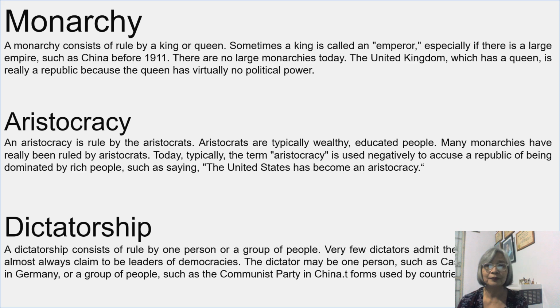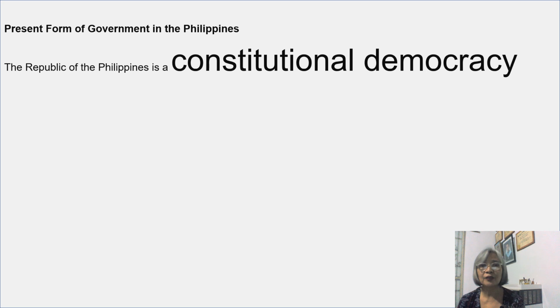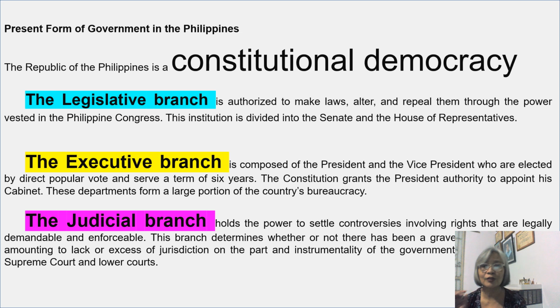So, anong present form of government in the Philippines? We have the constitutional democracy. Kasi meron tayong constitution. Republican constitutional democracy. So, under the republican democracy or constitutional democracy, there are three branches of the government. The legislative branch, the executive branch, and the judicial branch. The legislative branch, it is authorized to make laws, alter and repeal them through the power vested in the Philippine Congress. This institution is divided into the Senate and House of Representatives.